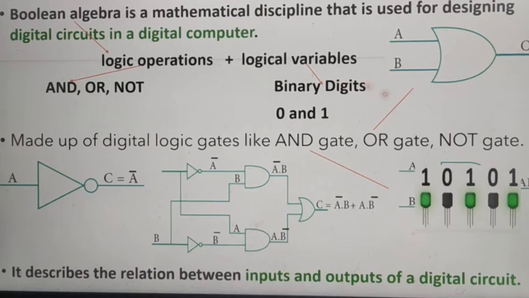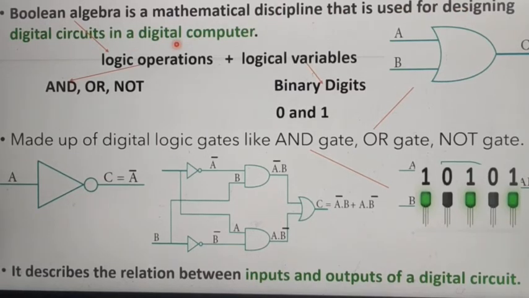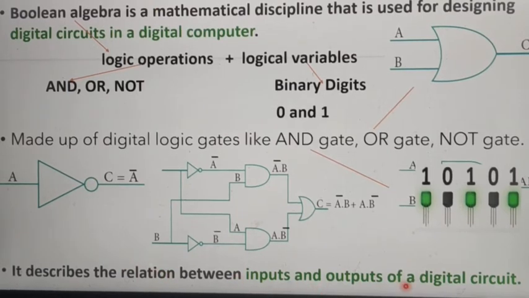These are not given in our textbook. I have explained all these things only for your understanding. Here our main important point is what Boolean algebra is. Boolean algebra is a mathematical discipline that is used for designing digital circuits in a digital computer. We know what a digital computer and digital circuits are. Our next important point: it describes the relation between inputs and outputs of a digital circuit. Boolean algebra also describes the relation between inputs and outputs of a digital circuit.